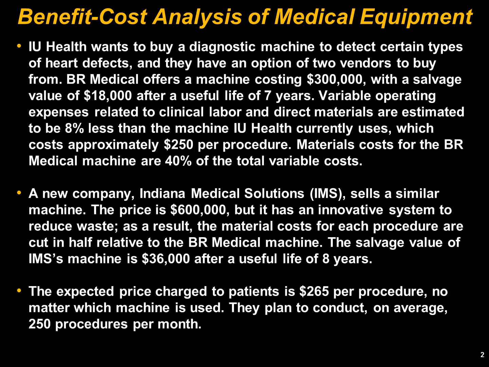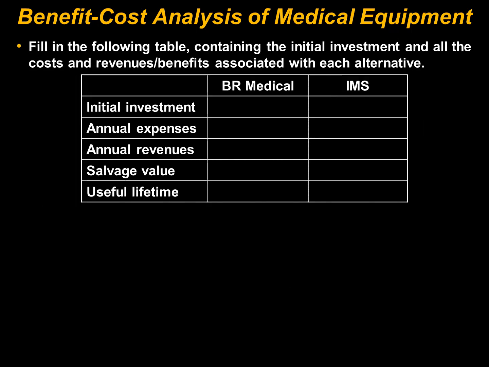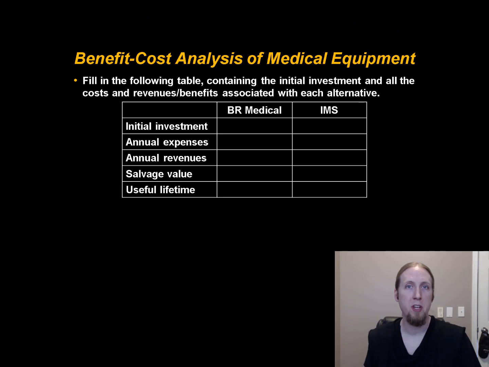The expected price charged to patients is $265 per procedure, no matter which machine is used. They plan to conduct, on average, 250 procedures per month. First, we're asked to fill in the following table, which summarizes all of the information that we're going to need in order to do our economic analysis. Pause the video, take a few minutes to try and fill this in yourself, and then we'll talk through it.